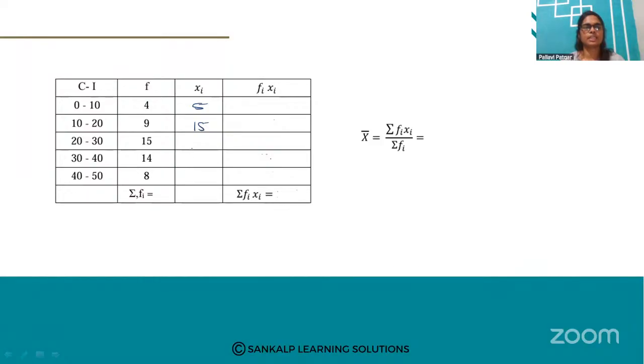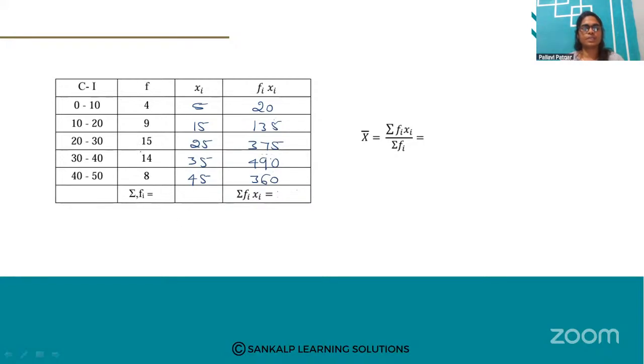20 plus 30 divided by 2, 25. 30 plus 40 divided by 2, 35. 40 plus 50 divided by 2, 45. Now find the product of frequency and class mark for each interval. So fi xi: 5 fours are 20, 15 nines are 135, 25 15s are 375, 35 into 14 is 490, 45 into 8 is 360.